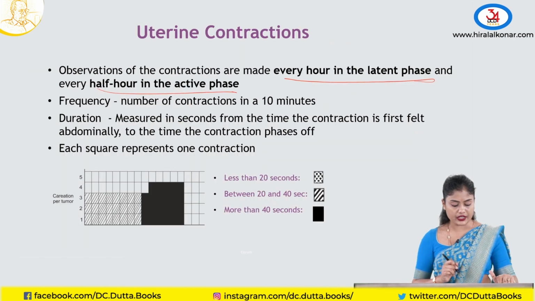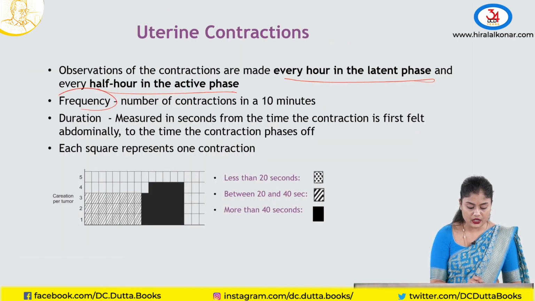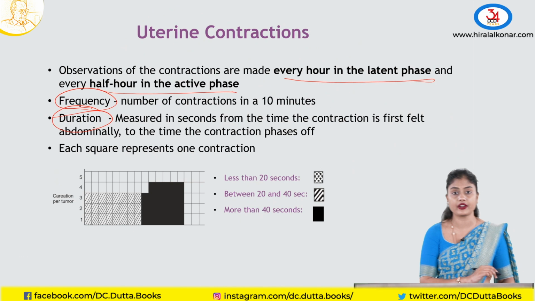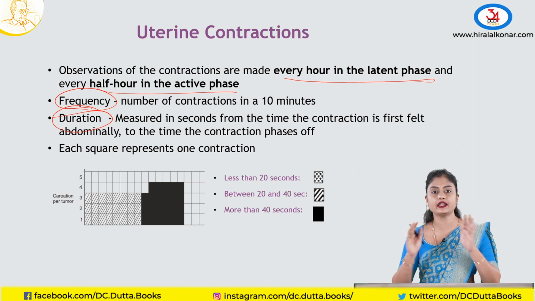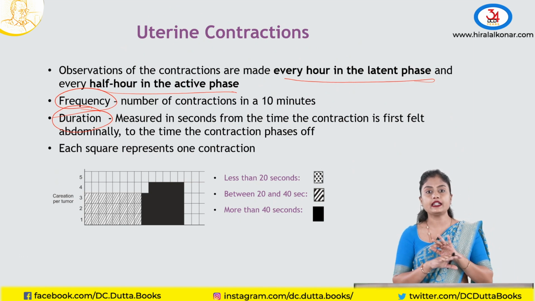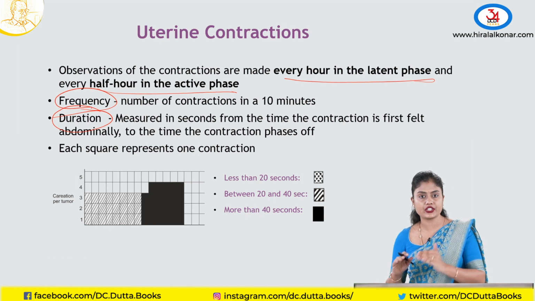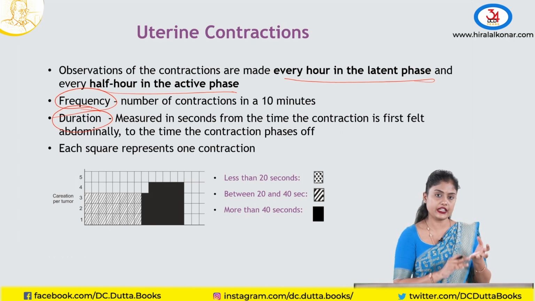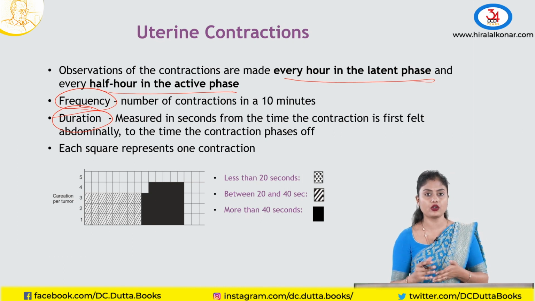How do you check for contractions? See, frequency of contraction and duration of contraction. It is like this. In 10 minutes you check for contraction. In 10 minutes how many contractions she had? Like she had 3 contractions, 2 contractions, 4 contractions.